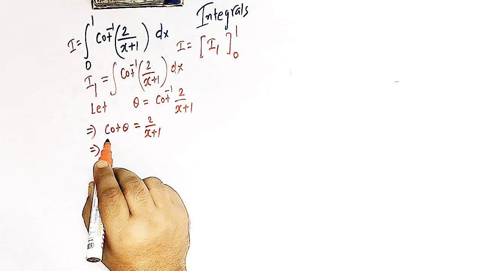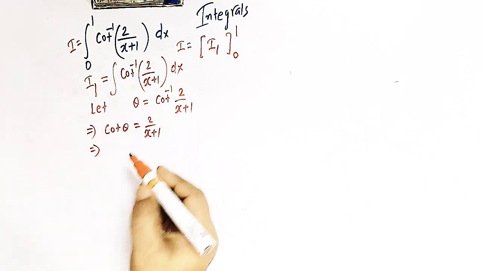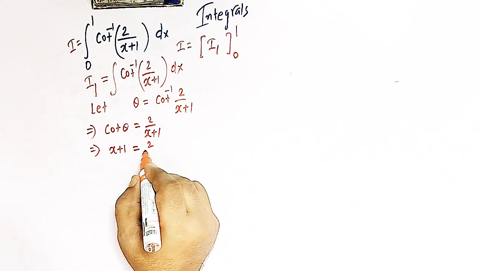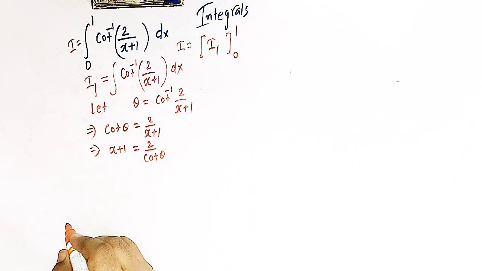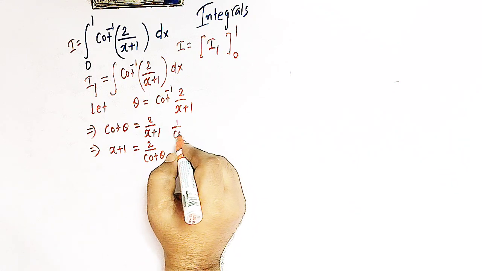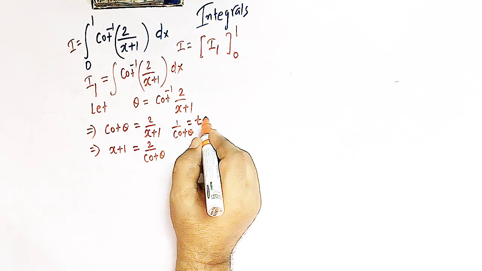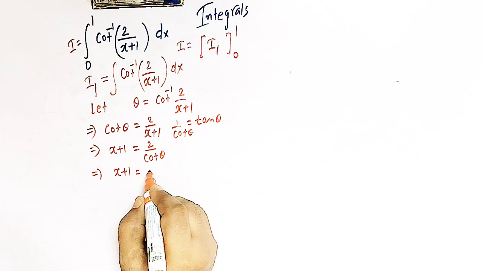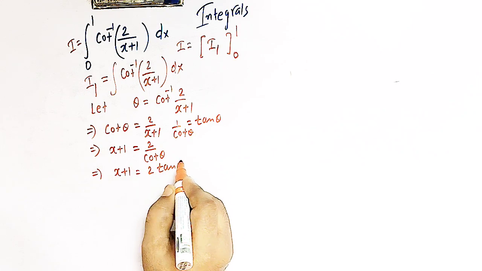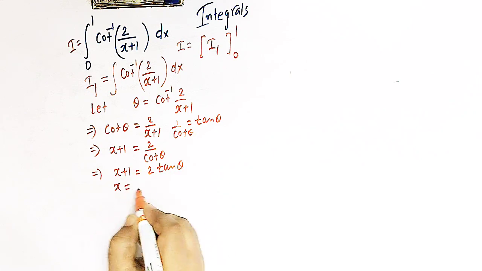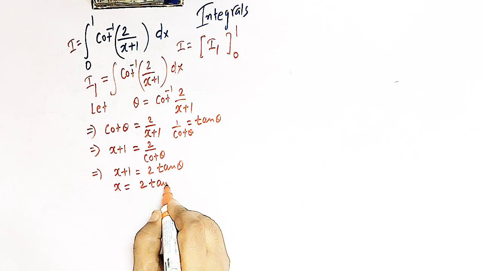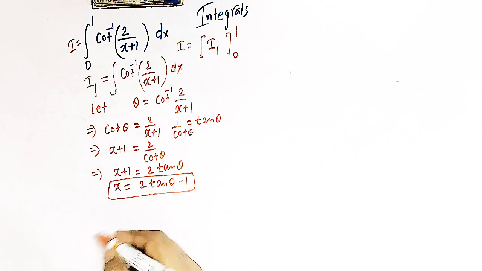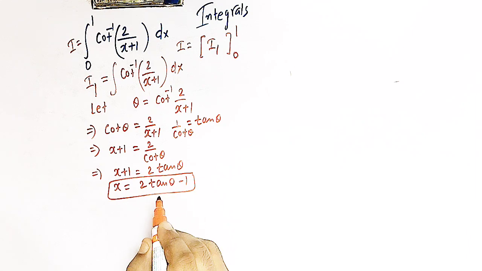Let us find the value of x in terms of theta. We can now write x plus 1 is equal to 2 over cot theta. And we know that 1 over cot theta is tan theta. So we can write x plus 1 is equal to 2 tan theta. So now we have x is equal to 2 tan theta minus 1. This is the value of x in terms of theta.